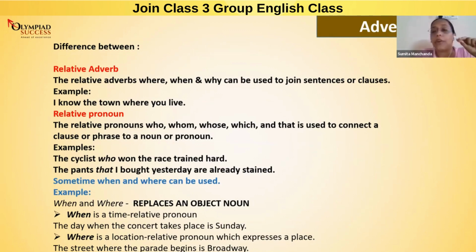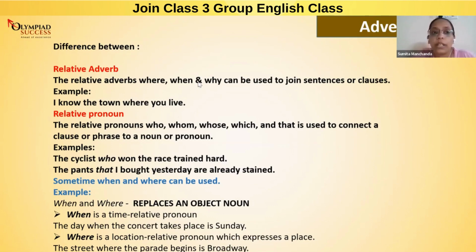Now, when we talk about relative pronouns, the words who, whom, whose, which, that. These five words are used to connect a clause or phrase to a noun or pronoun. Now, in this sentence, the cyclist who won the race trained hard. Again, see, who is used to join two clauses or two phrases.